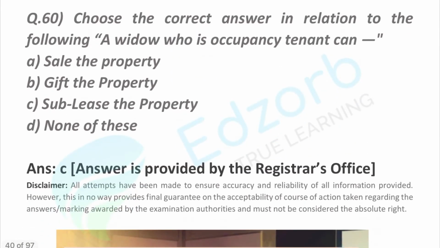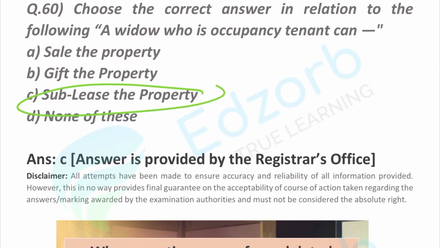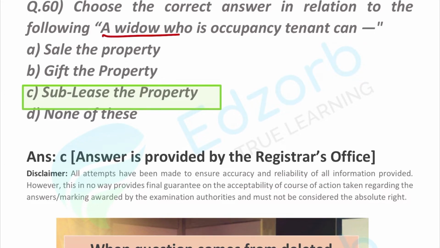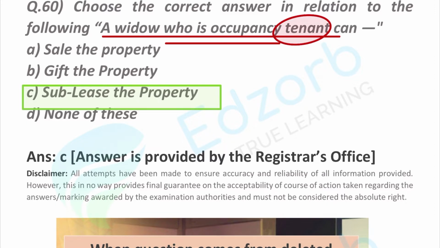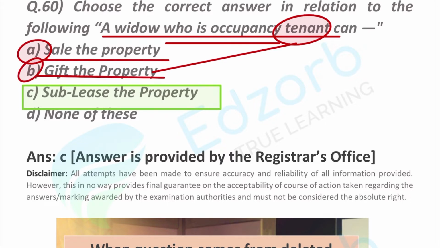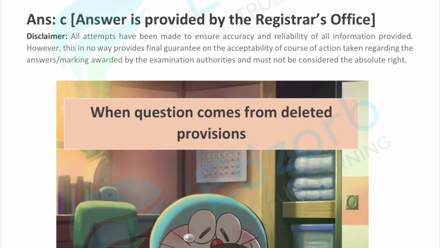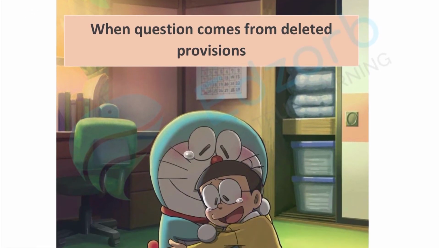Now question 60 is a tad bit difficult, directly from a provision which isn't there anymore. Let's mark option C, which is the correct one, and again consider what we could have done in any case if we did not know. So a widow who is an occupancy tenant, so it is a transfer related to an occupancy tenant. Now by virtue of there being a tenant, you can easily rule out A, because tenants cannot sell, tenants cannot gift. So A and B are gone. You only were left with C and D. I hope you were able to mark C.